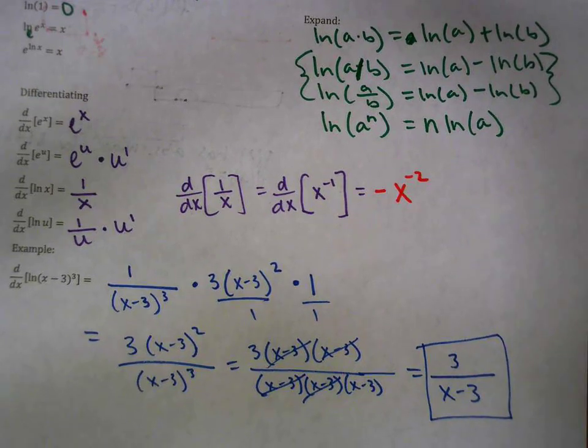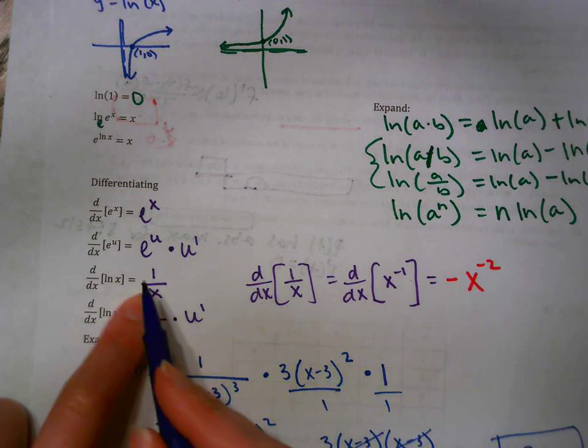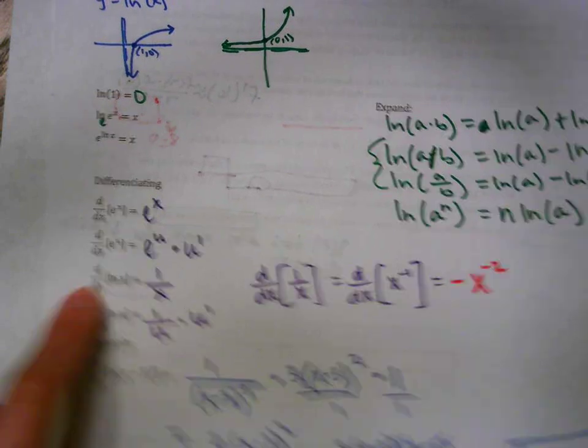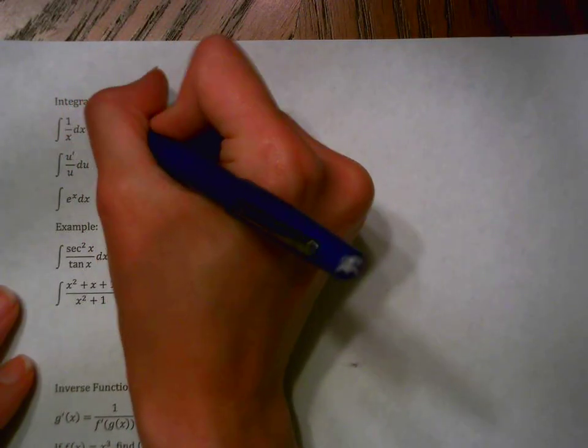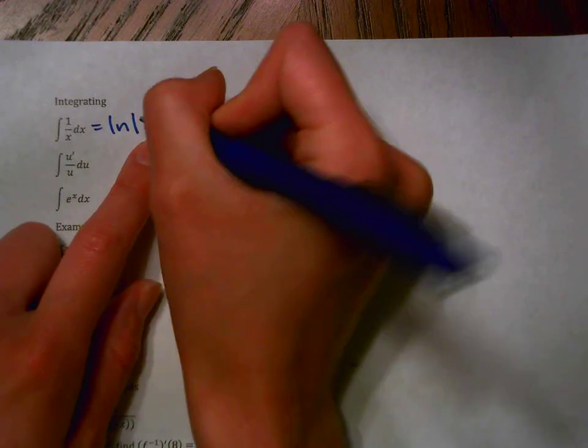So on page 21, it reviews integrating, so going opposite. If we think about this, it should make sense because we just said the derivative of natural log is 1 over x. So then the integral of 1 over x, whose derivative is 1 over x? Natural log, right? So we know the integral of just 1 over x should equal the natural log, and now you normally use absolute value here, plus c.